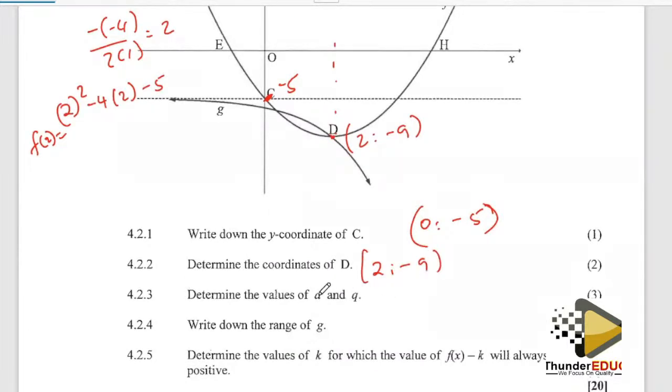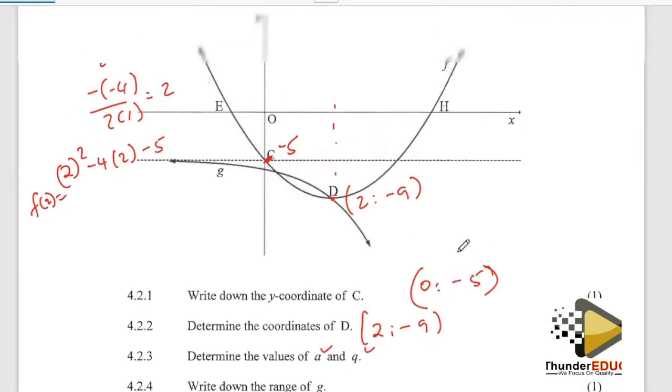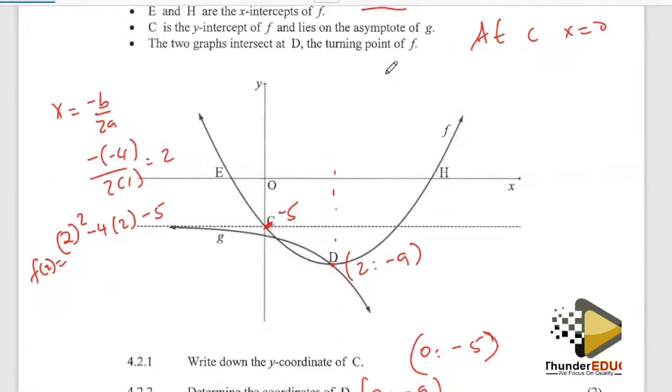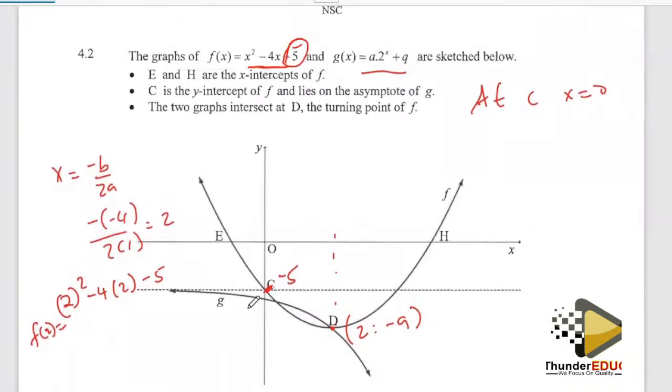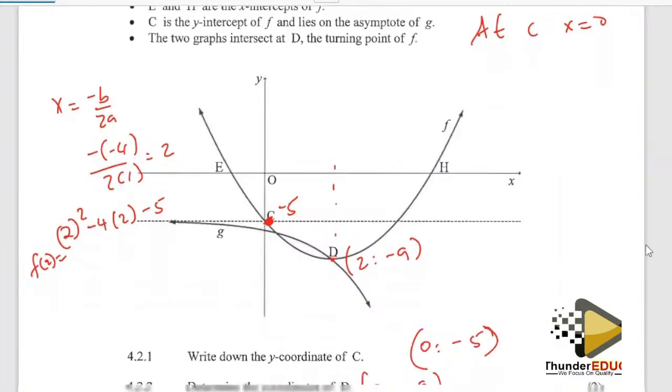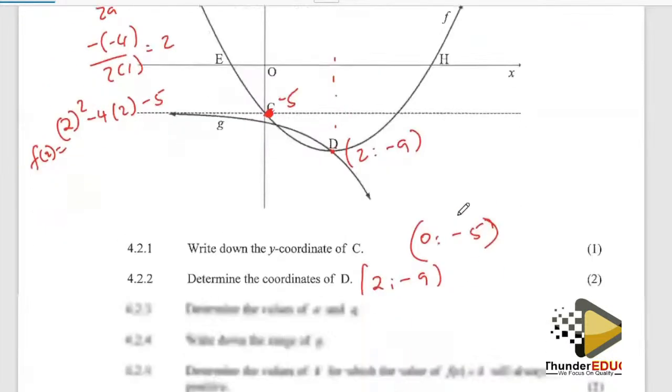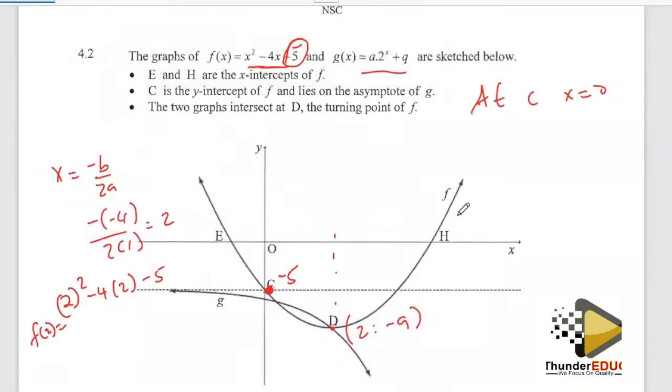And then they want us to get the values of a and q. So for a and q, we need 2 points. Since we have the coordinates of C, and they told us that C is the intersection of the asymptote, which means our q is going to be -5 from above. Then what I need to do is replace that -5 into the original equation.